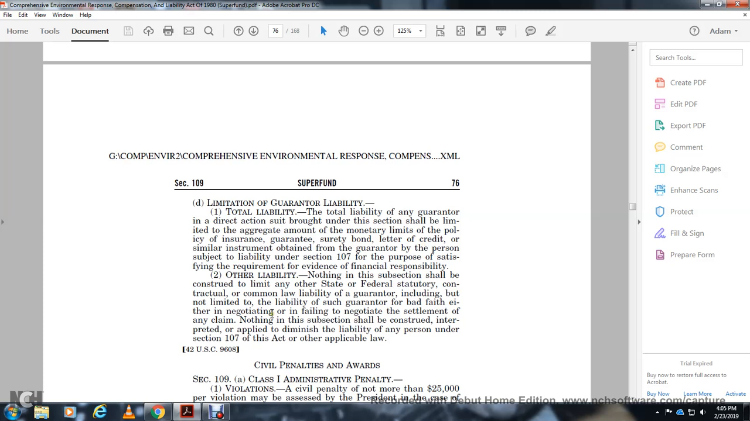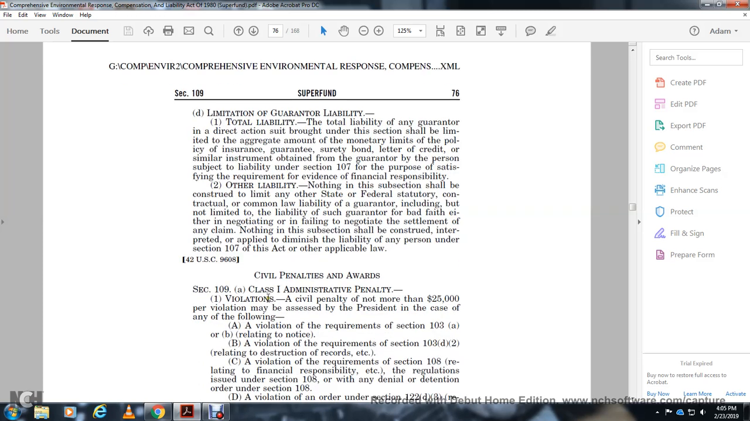Alright, civil penalties and awards. Section 109, Class 1, administrative penalty violation. Civil penalty of not more than $25,000 is involved per violation. The President gave it the meaning of the following violations.